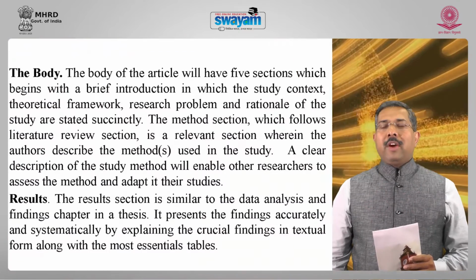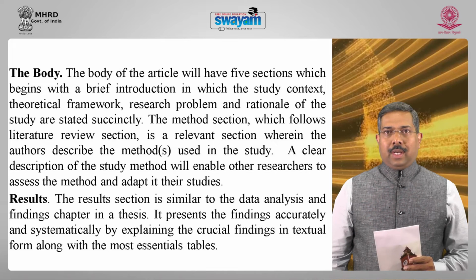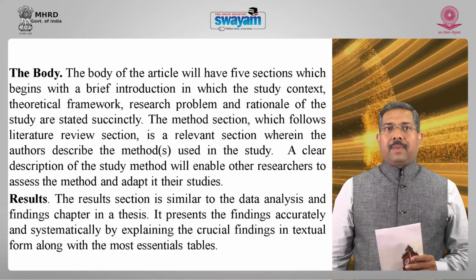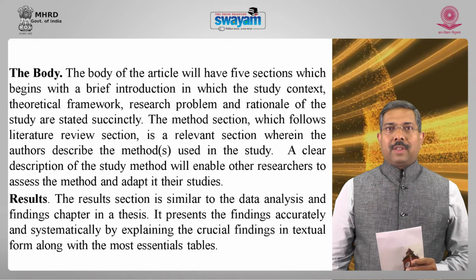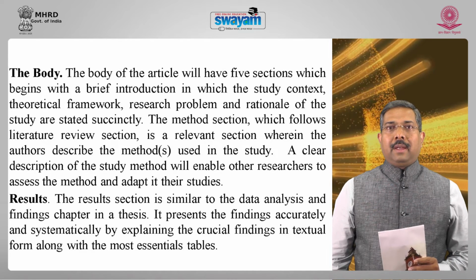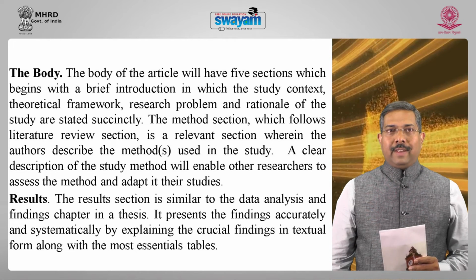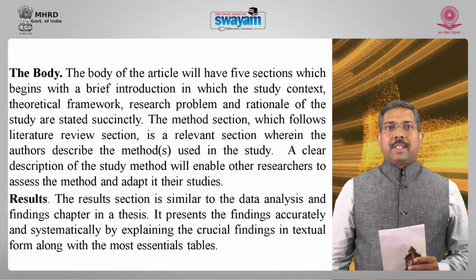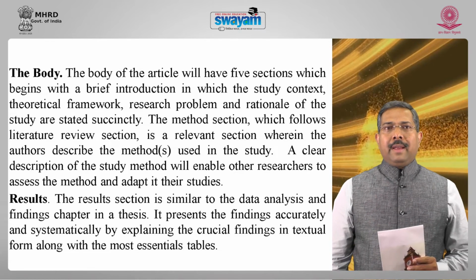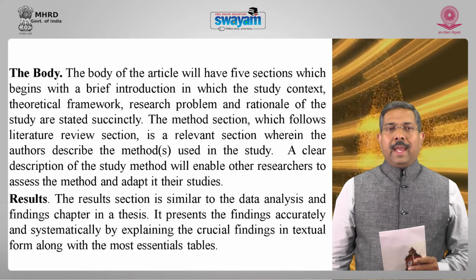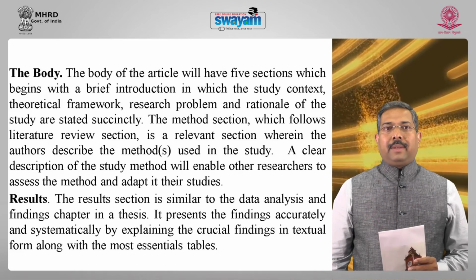The body of the article will have 5 sections, which begins with a brief introduction in which the study context, theoretical framework, research problem, and rationale of the study are stated succinctly. The method section, which follows the literature review section, is a relevant section, wherein the authors describe the method or methods used in the study. A clear description of the study method will enable other researchers to assess the method and adapt it in their study.